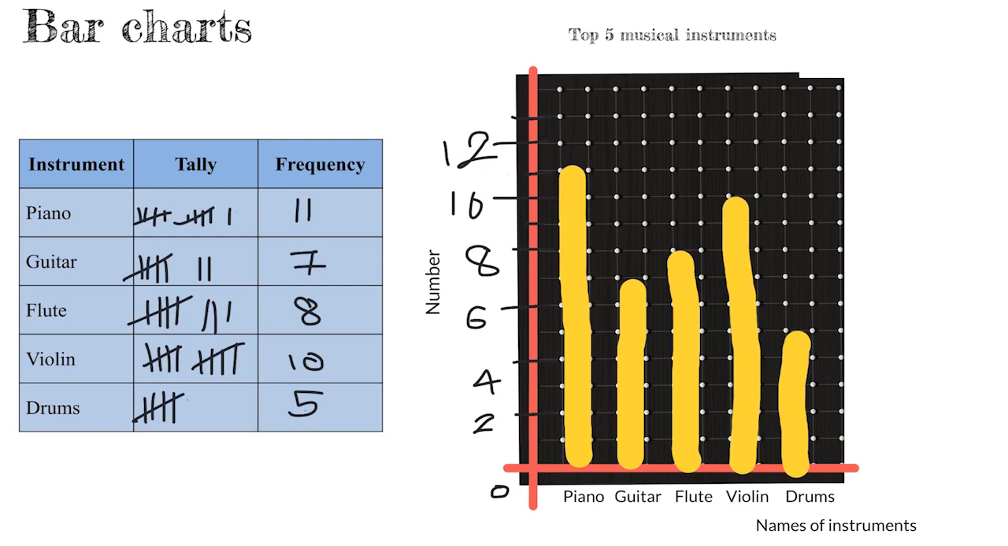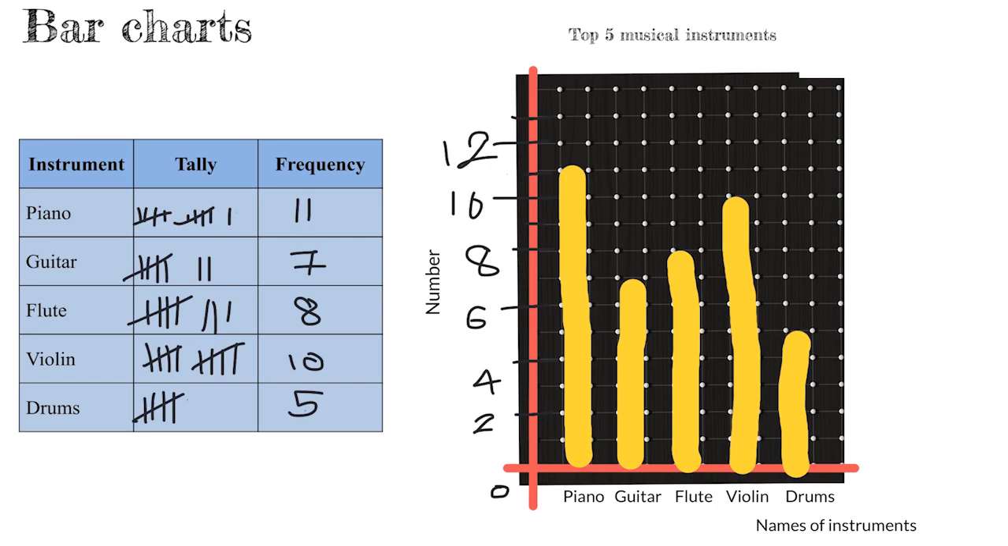Now, we are going to use these details to answer some questions. Now, looking at the bar chart, which instrument did most people play? Look at the bar chart. Which instrument did most people play? As you can see, the highest, the tallest bar is piano. So most people played piano.